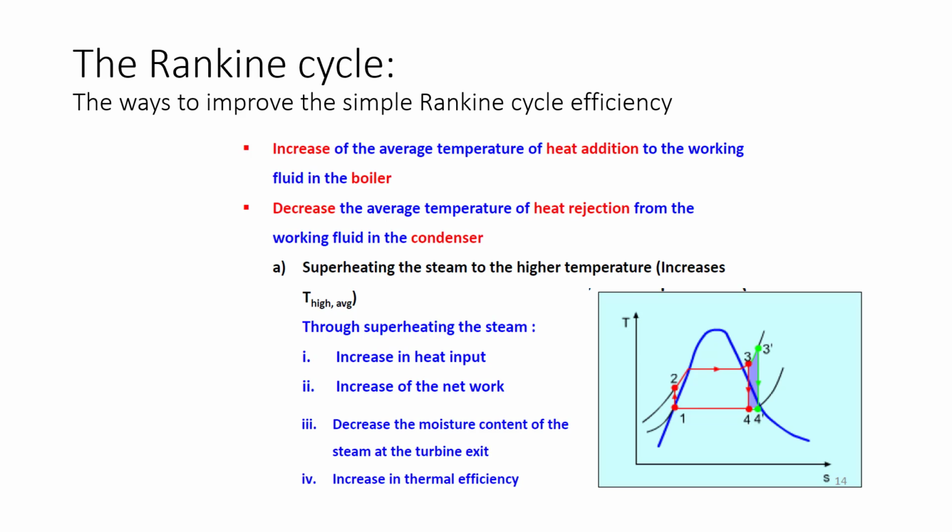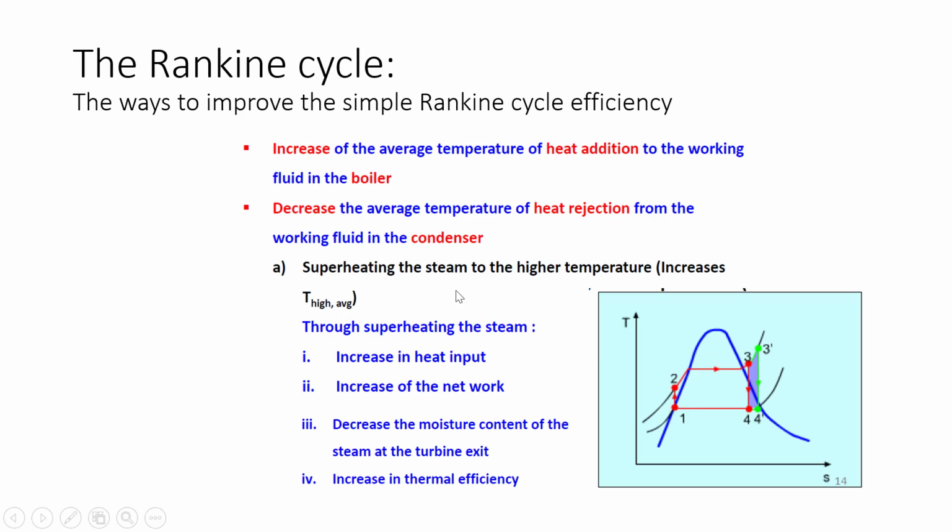Yang pertama, kita increase the average temperature of heat addition to the working fluid in the boiler. Okay, yang kedua, kita decrease the average temperature of heat rejection from the working fluid in the condenser. So kita increase heat addition, kita decrease heat rejection. Okay, macam mana kita nak buat tu? Okay, superheating. Kita superheat the steam to the higher temperature.